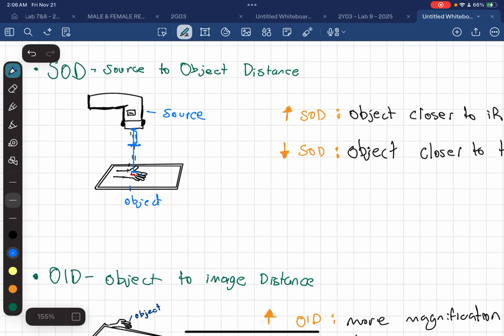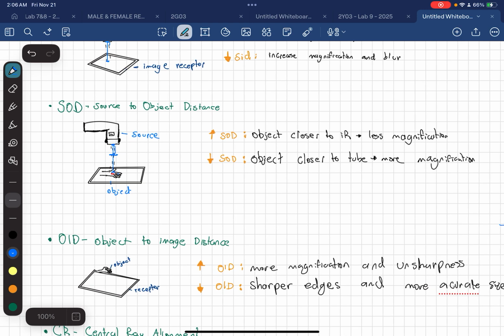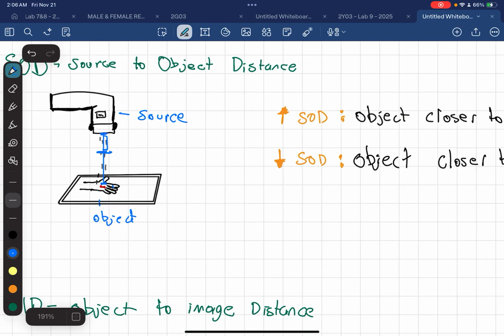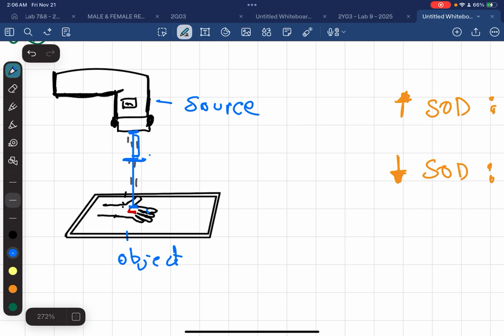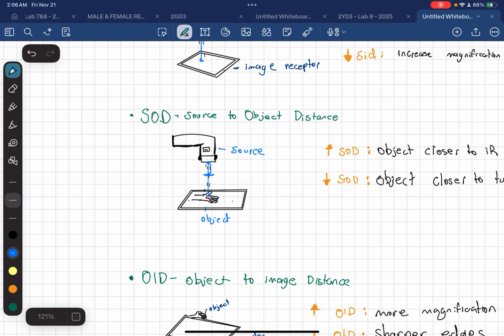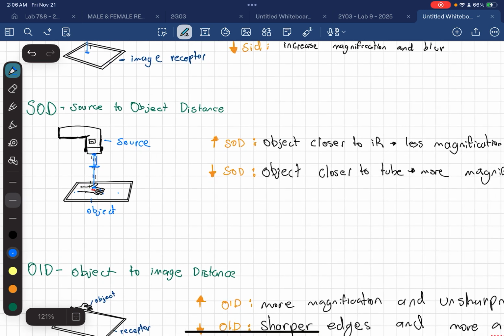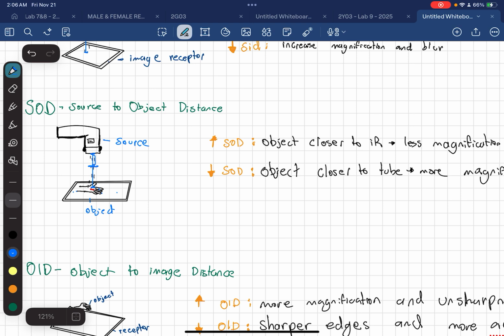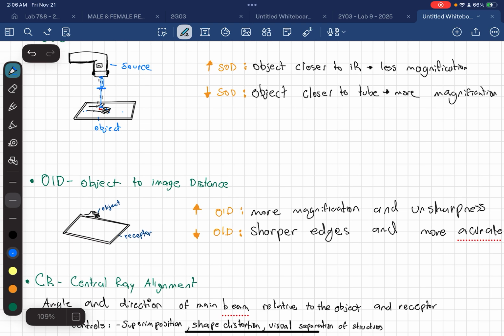And what is that gonna cause? That's gonna be more magnification, because let's say your hand's here, so the magnification is gonna be way bigger than what it is if it's just closer to the detector, right? Or if the SOD is bigger.